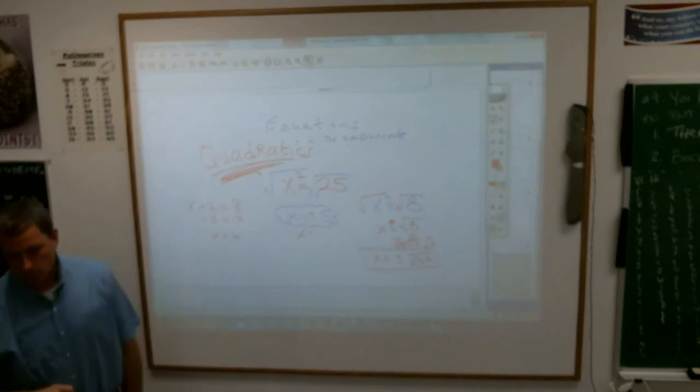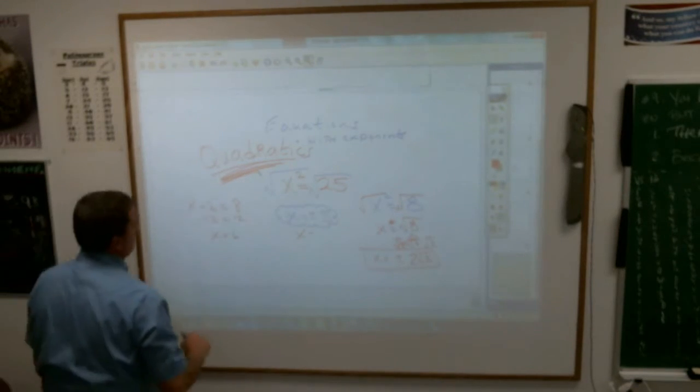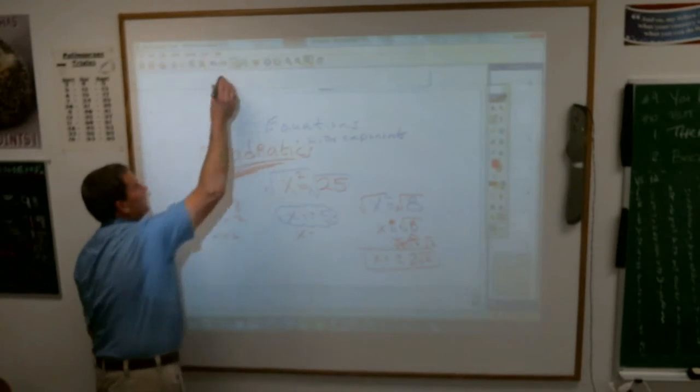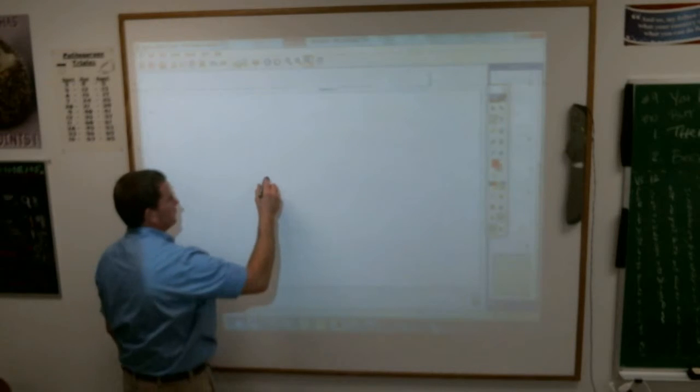And that's what we're looking at today, a quadratic equation. Now, let's do a tougher one, shall we? How about this? 2x squared plus 7 equals 25.